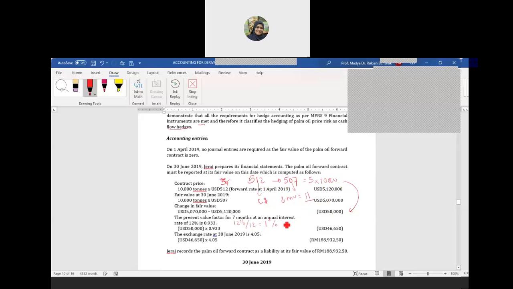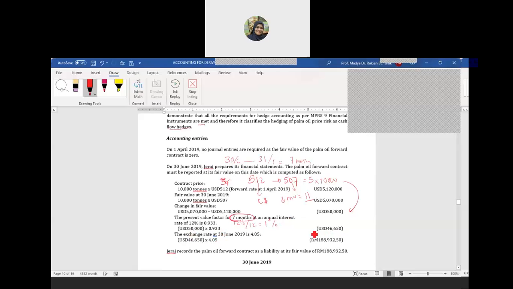And then the n that we have here is from the dates. The date is 30th of June until the maturity date on 31st of January. So you're going to have 7 months. The 7 months based on the tables given here is 0.923. So you times with 50,000. So the loss after the present value is 46,650.